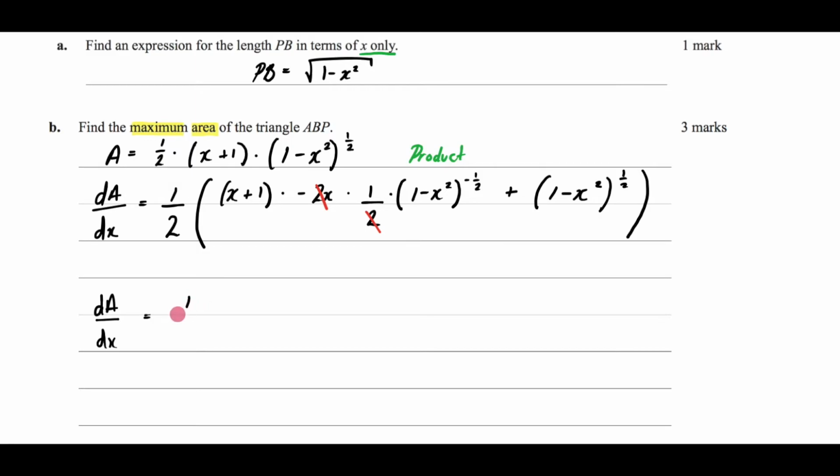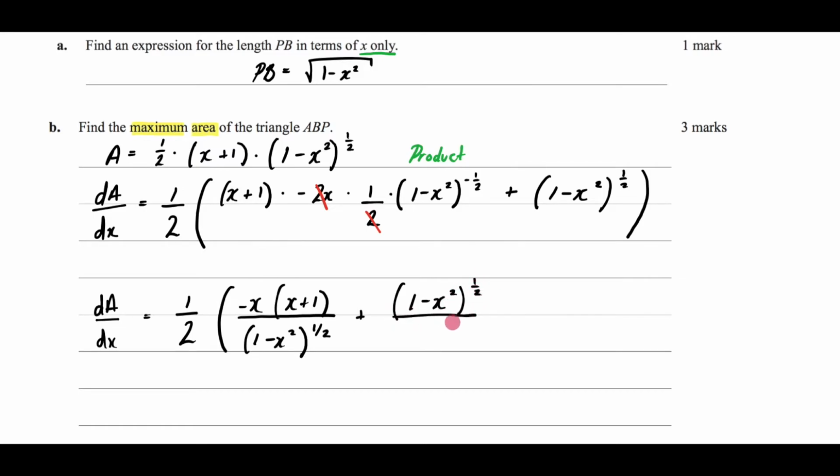So I'm just keeping this half on the outside here. All right, so what am I going to get here? I've got this x still, so I've got x, negative x, x plus 1. And I'm going to write that as 1 minus x squared, 1 over 2, plus, this is going to be 1 minus x squared, 1 over 2. This is over 1.